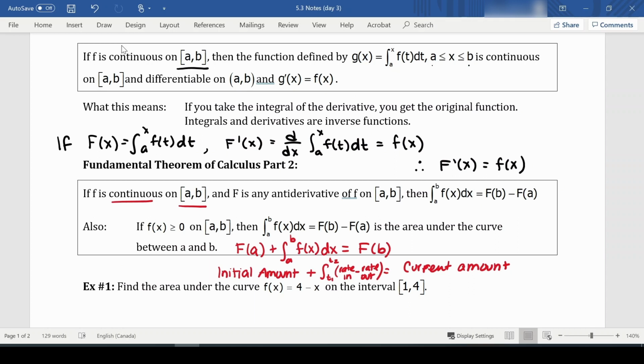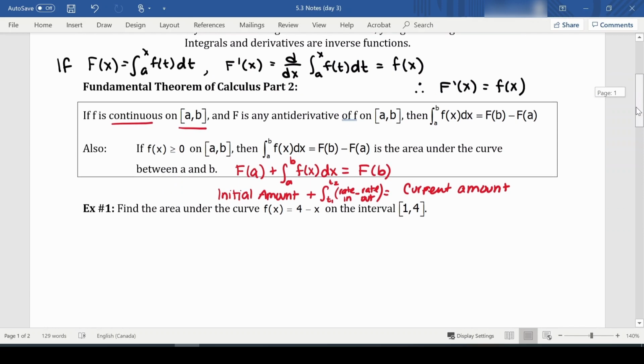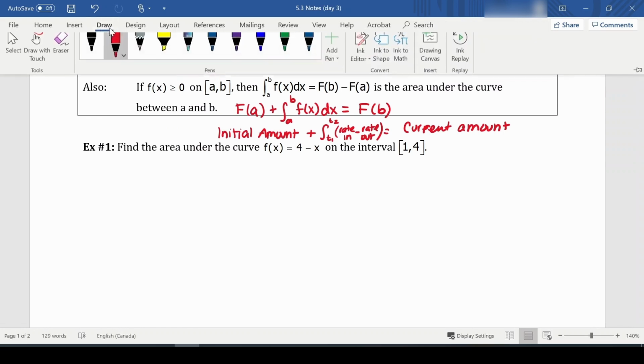So let's say my rate of change was meters per second. If I integrate that rate of change, the units I will have left would be meters, because I'm undoing the derivative. It's like I'm going from velocity, undoing the derivative and getting back to my position function, for example. And that could be any rate, not necessarily velocity or meters per second, but that's just an example.